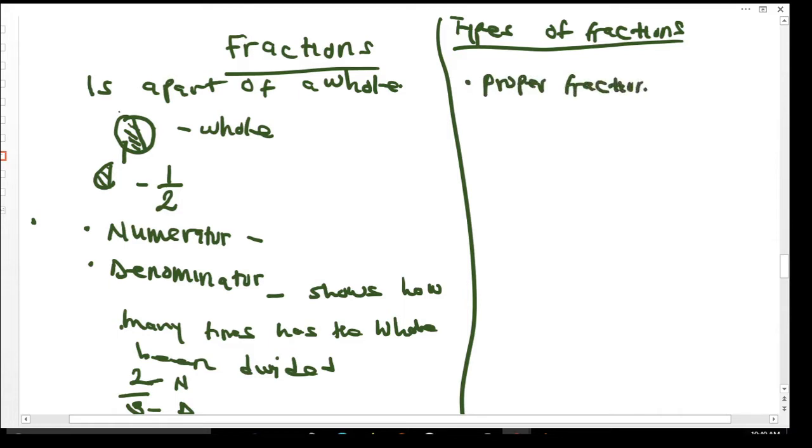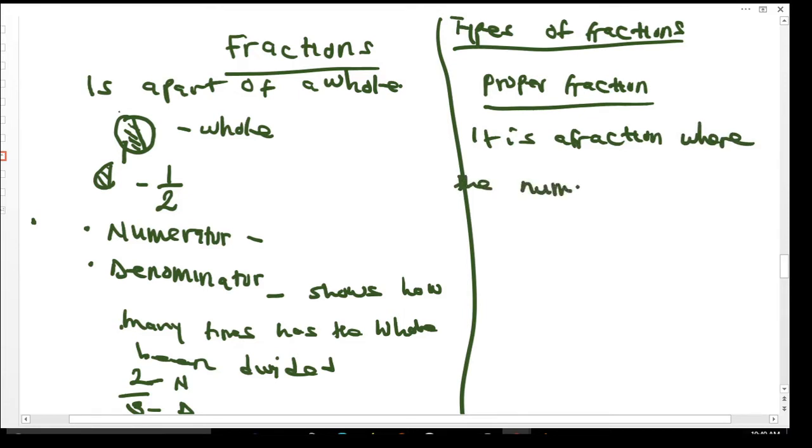So a proper fraction is a fraction. Remember we said a fraction is a part of a whole, so it is a fraction where the numerator, that upper number which represents the parts that have been taken off after dividing the whole, is smaller than the denominator. Remember we said the denominator is that lower number which represents the number of times the whole has been divided.